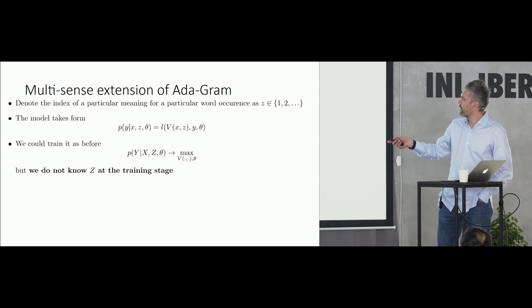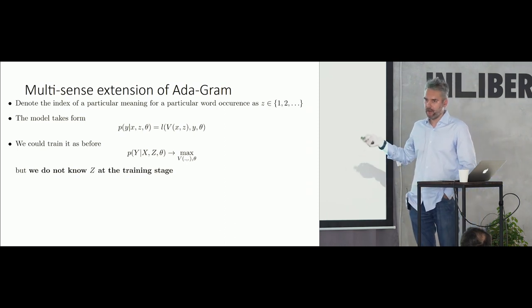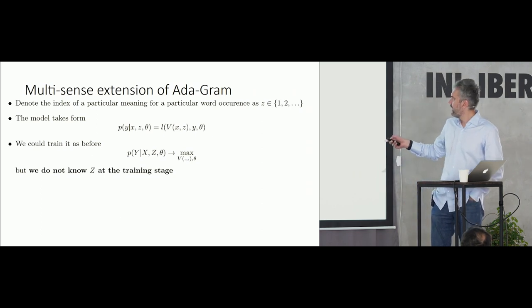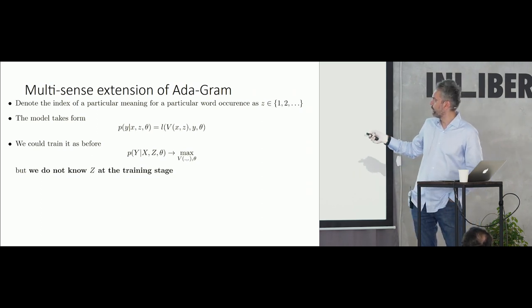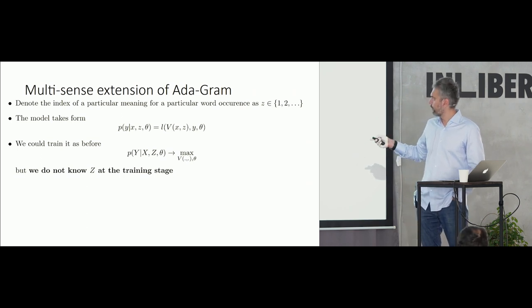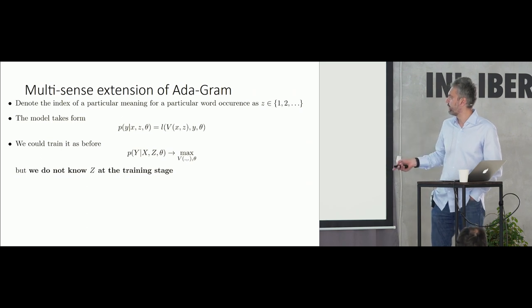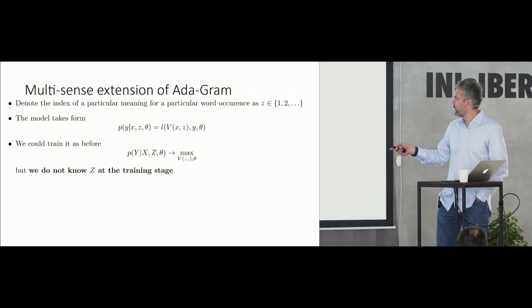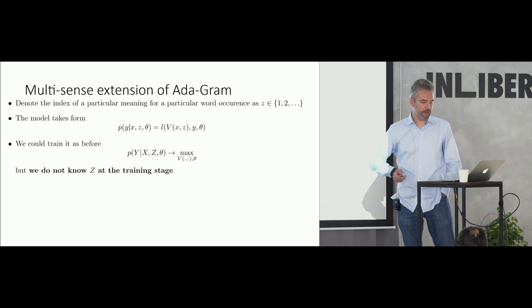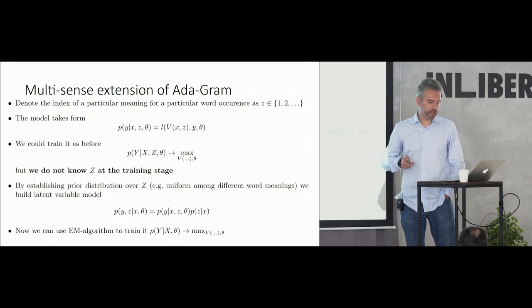So we can easily write down the probability of our prediction of y, given x, given its particular meaning, and given the parameters of the model itself. And the likelihood function can be computed as follows. So it takes vector representation not of just the word, but of the word and its meaning. And it also takes y and theta. So we can train it as before, using maximum likelihood estimation, but the problem is that z is not known for us. So what can we do?